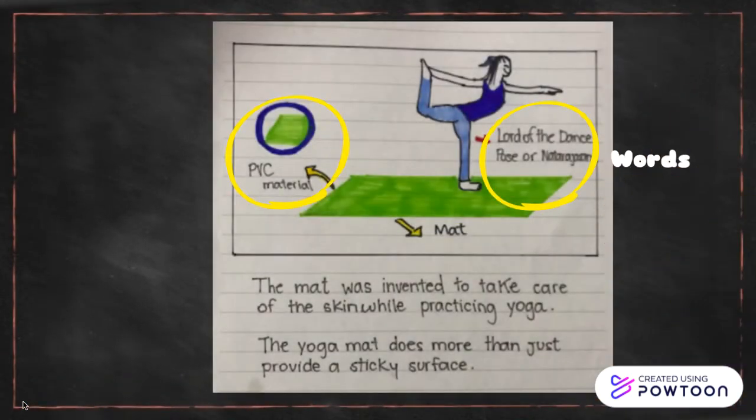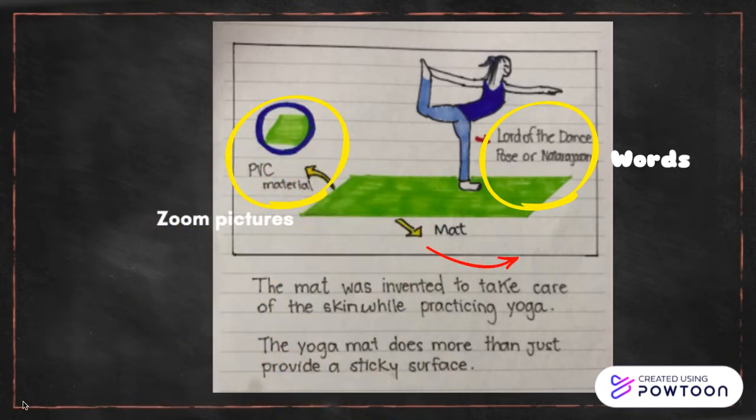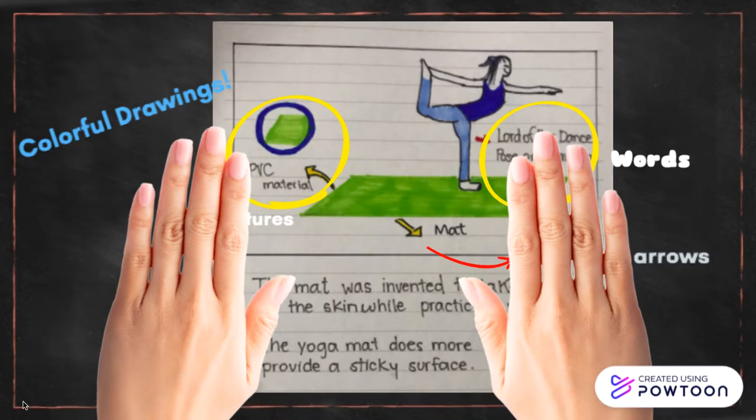I made a beautiful drawing. I wrote words, some pictures, and I used arrows. Can you learn more with this picture? Yes, of course. Let's continue.